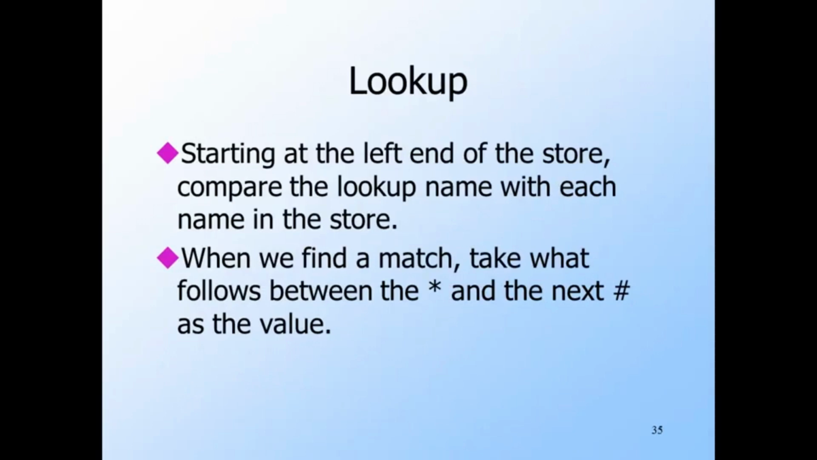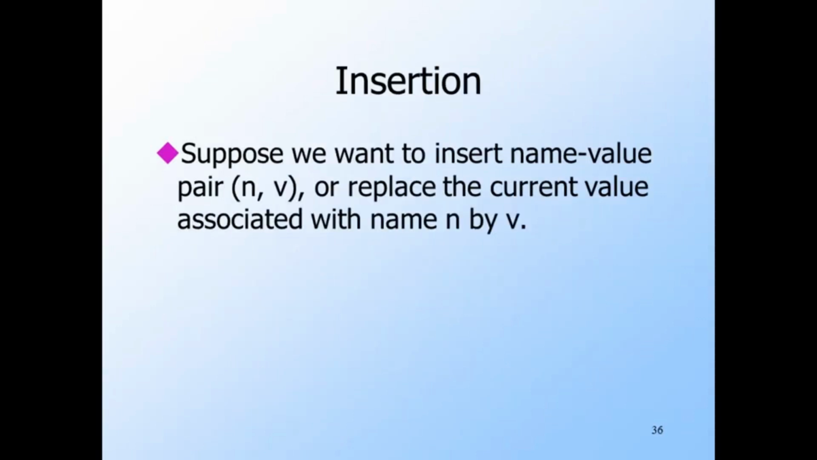To look up the value associated with a name, use the marker to find the left end of the store. Compare each name with the name on the second tape. If we find a match, then the associated value is between the star and the next pound sign. However, one operation we need to be able to perform on a name-value store is insertion.